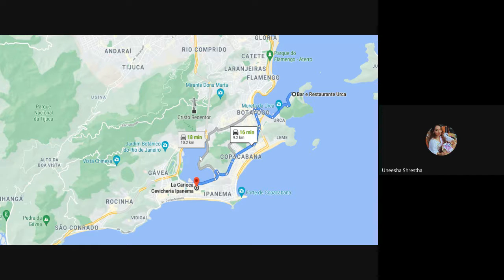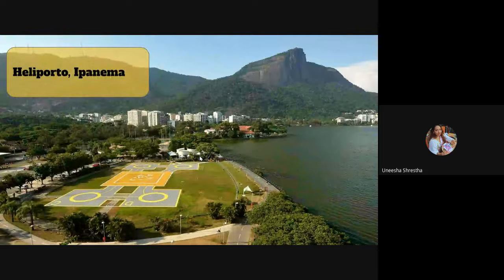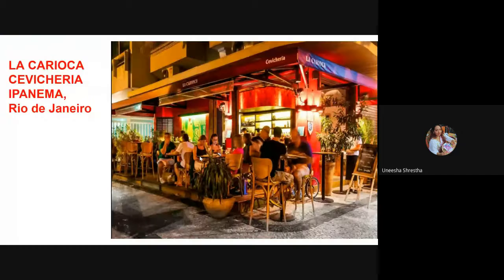And another slide. It was a 5 minute flight, and we reached our restaurant. Next, La Carioca Cervejaria Ipanema. We reached there. The vibes there were immaculate. We were smiling before we even reached the place. They welcomed us so greatly.